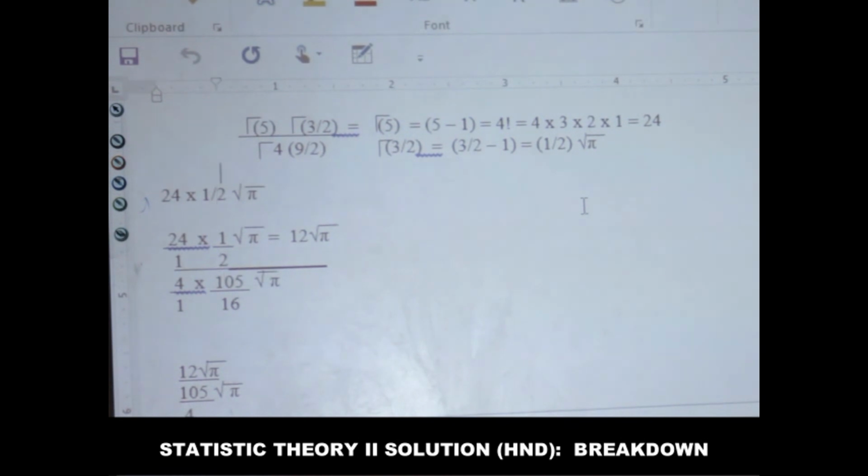You do the same thing for 3 over 2. And 3 over 2 minus 1 will give us 1 over 2 square root of pi. So based on the fact we have 24 times 1 over 2 root pi, we do the same thing for the gamma function of 4 into bracket n over 2, and at the end of the day we are going to have 4.